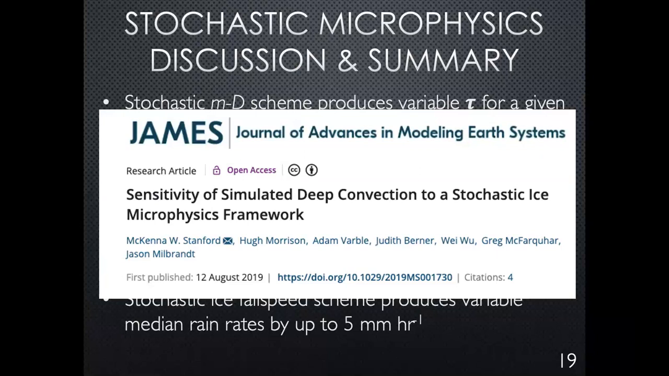latitude cyclones. In terms of deep convective systems, which is kind of what I tried to focus on a little more, Greg McFarquhar's group is actually extending this work, and I have a feeling that's how they're going to pursue this, by looking at systems that might be more impacted by this particular stochastic ice scheme. Thanks.